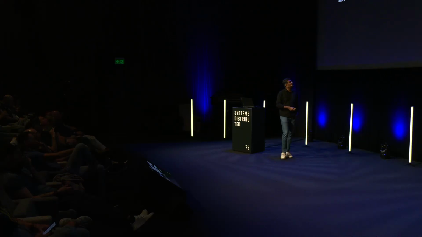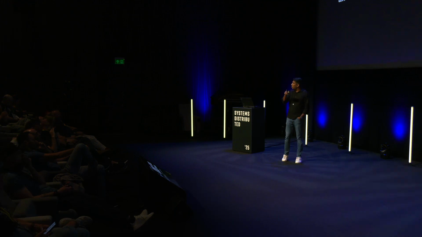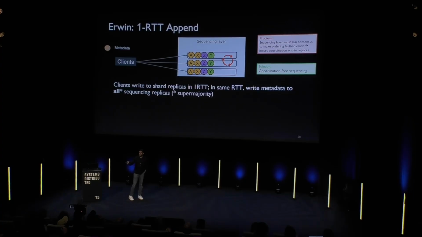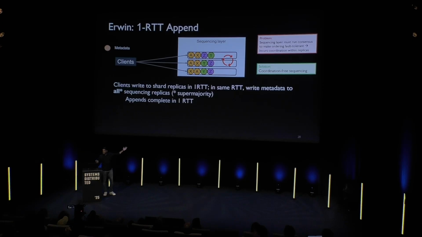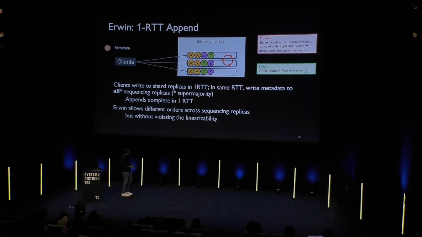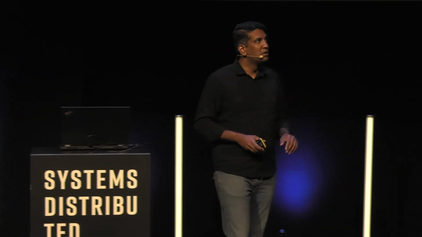So what we want to do is coordination-free sequencing within the Paxos cluster. What this essentially means is we directly write the metadata in parallel to all the sequencing replicas. And of course, we have just shifted the problem somewhere else, because although the append completes in one round trip now, the metadata messages can arrive in different orders. So how do you determine the order, right? Now, what Erwin does is it does not try to prevent this from happening. It allows this reordering to happen, but in the background, it can establish the correct linearizable order. I'll show you how.